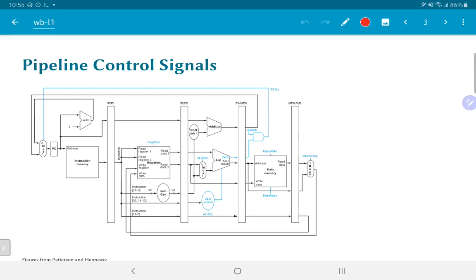Now, as you can see, the ALU source and ALU op, once they have been used in the EX stage, do not need to be propagated further. Similarly, PC source, mem read, and mem write do not need to propagate beyond the mem stage. And only mem to reg and reg write are used in the last stage, after which, of course, there is nothing further to do because the instruction has ended.